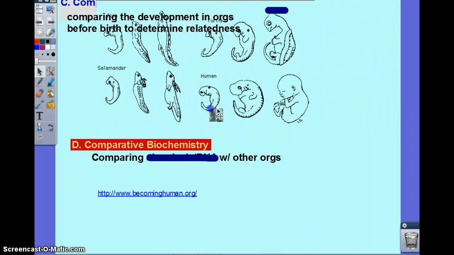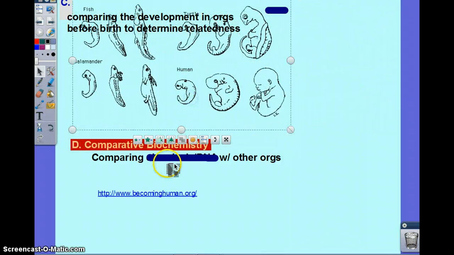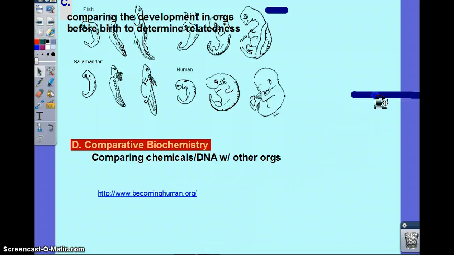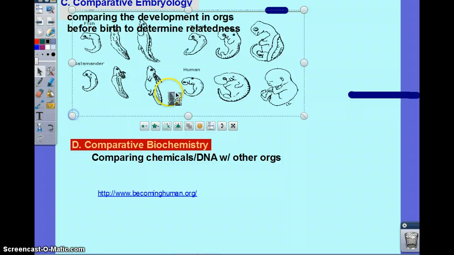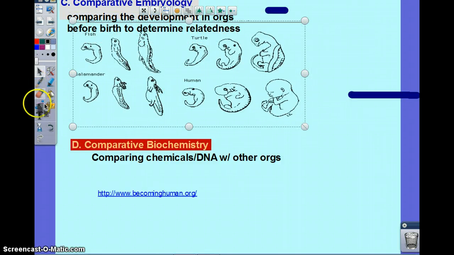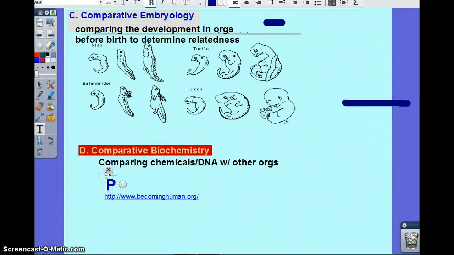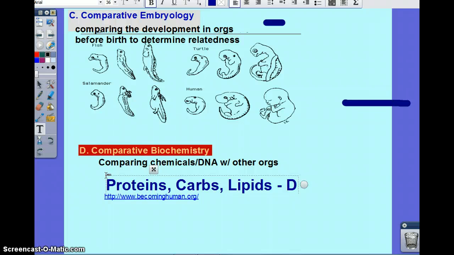Comparing biochemistry is exactly what it says. We're comparing chemicals of life, such as DNA, proteins, carbohydrates. Write that down so you remember.